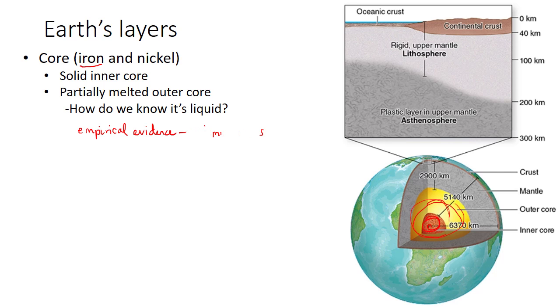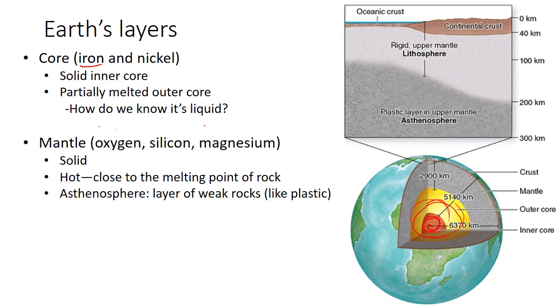All right, let me take this off. And let's go out to the mantle. Mantle has a different composition. So we had iron and nickel in the center. Now we have oxygen, silicon, and magnesium making up the mantle. And that's shown here in gray on the Earth. That gives you kind of a rough idea of how big it is.